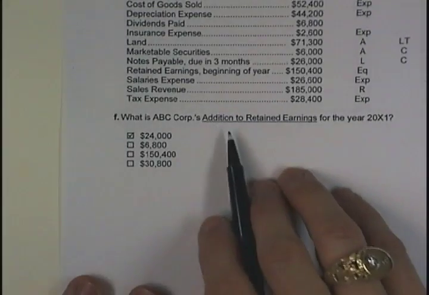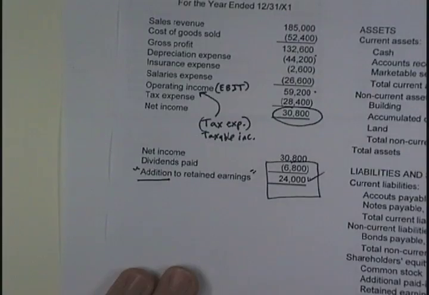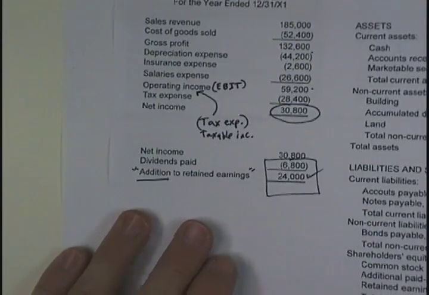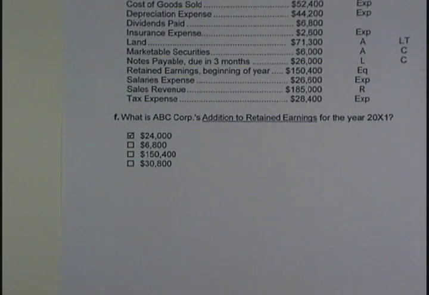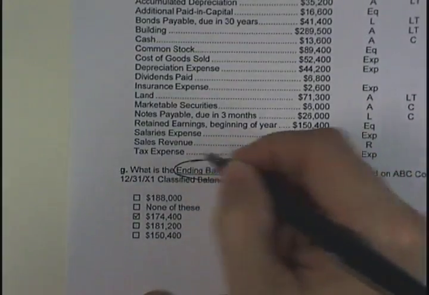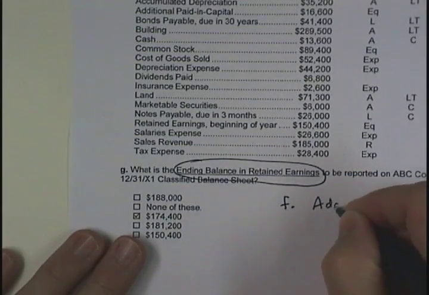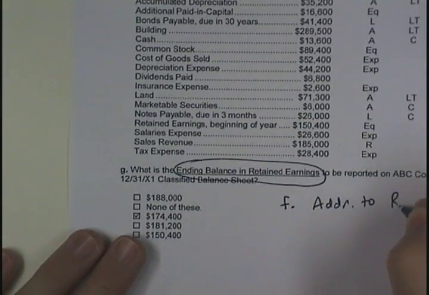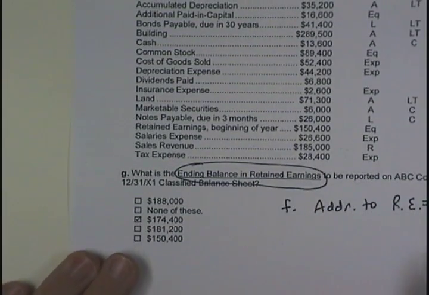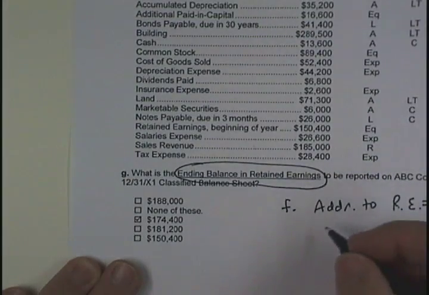So number one, part F asked us what the addition to retained earnings was, and from the income statement we just looked at, we know it's $24,000. In part G, it asks us for the ending balance in retained earnings. So let me make a note from part F, the addition to retained earnings was $24,000. In the information given, the retained earnings balance at the beginning of the year was $150,400.